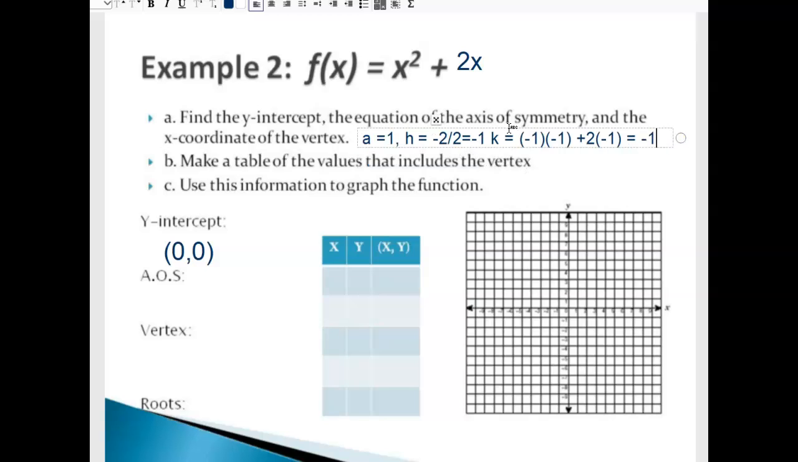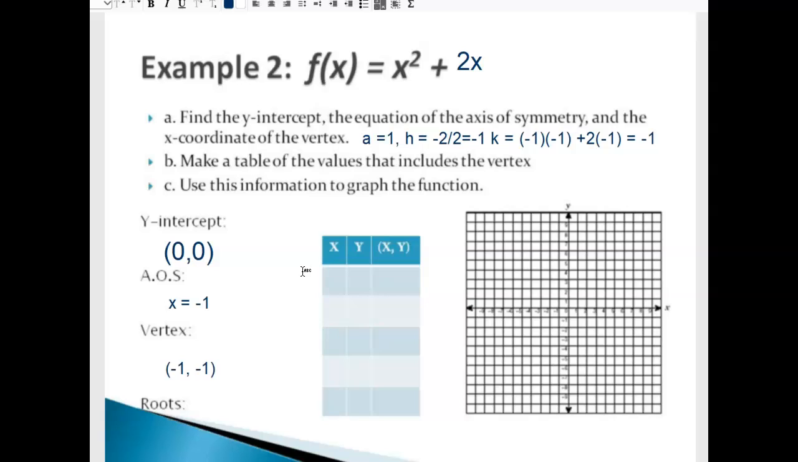So we have a, h, and k. You're able to scroll down for me. So my axis of symmetry comes from x equals h, so x equals negative 1. My vertex is (h, k), so (negative 1, negative 1). And then we're going to start our table.